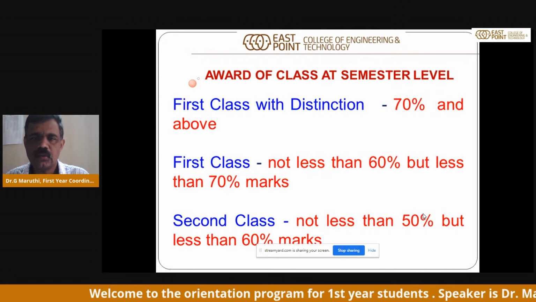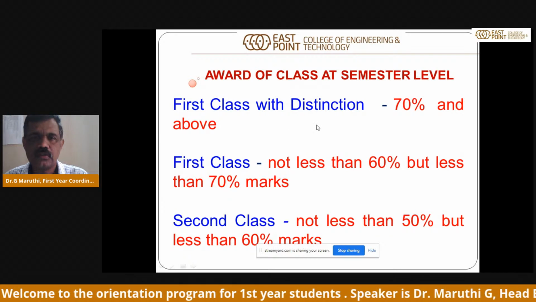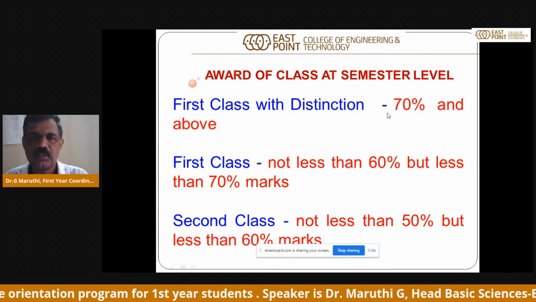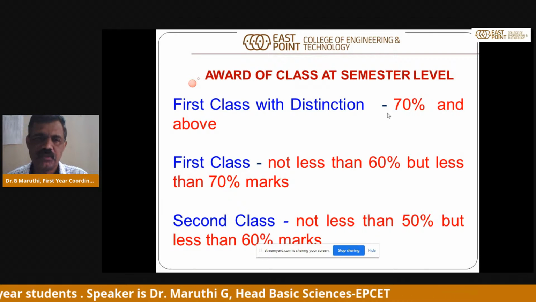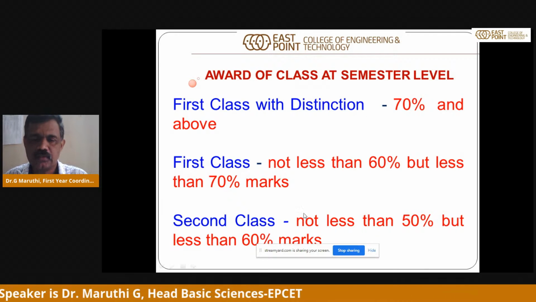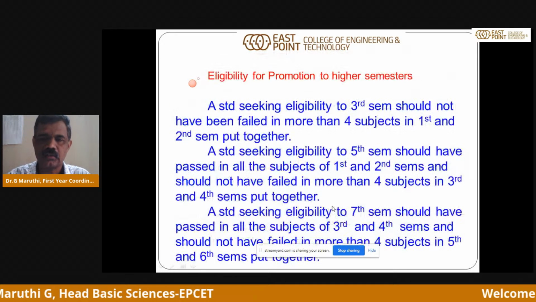After writing the exam, you'll get the results. If you get 70% in the engineering, you will be declared as first class with distinction. If it is between 60 and 70, first class. If it is between 50 and 60, then it is second class.